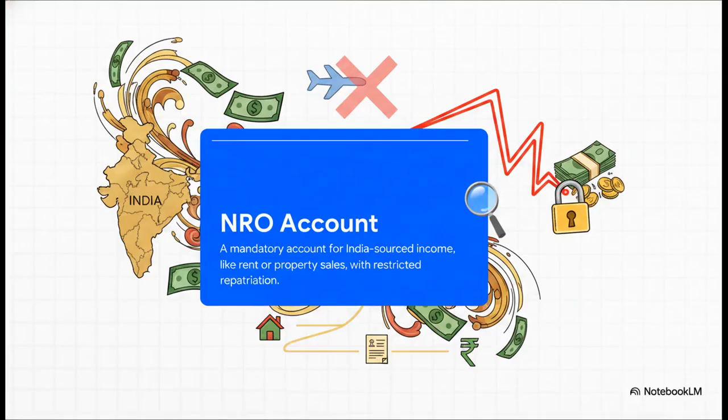The entire problem, believe it or not, really boils down to one thing: your non-resident ordinary account, or NRO account. This is the required account for any money you earn in India, like from rent or a property sale, and because of that, it's highly regulated. Why? Well, it's specifically designed to make sure all the taxes are paid and to prevent illegal money transfers. That's why it has such strict rules for sending money abroad.